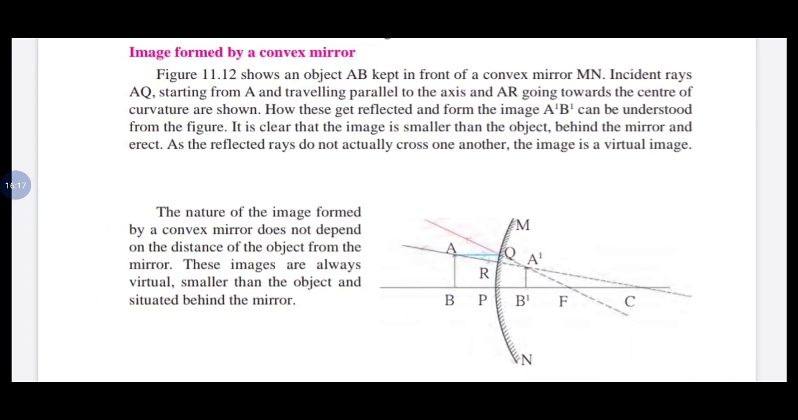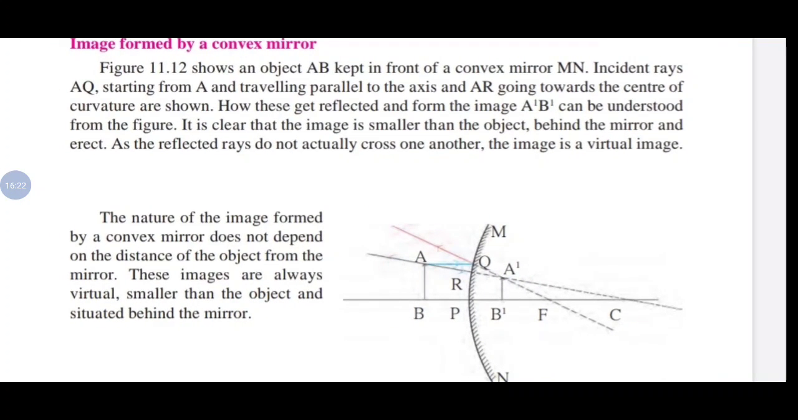Image formed by a convex mirror. Now see figure 11.12. It shows an object AB kept in front of a convex mirror MN. Check that. Where is the object AB shown? In front of the mirror, because shading is given on the right side of the mirror, that is called the inner side, and that's why it is a convex mirror.